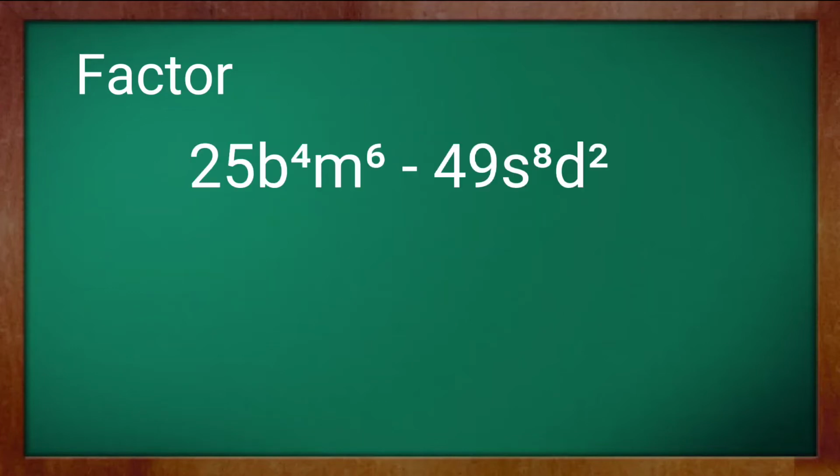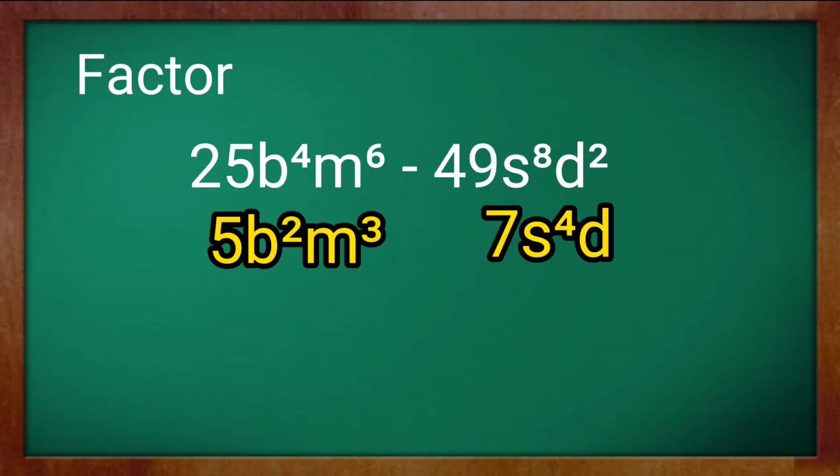Factor 25b to the power of 4 m to the power of 6 minus 49 s to the power of 8 d squared. The square root of 25b to the power of 4 m to the power of 6 is 5b squared m cubed. The square root of 49 s to the power of 8 d squared is 7 s to the power of 4 d.